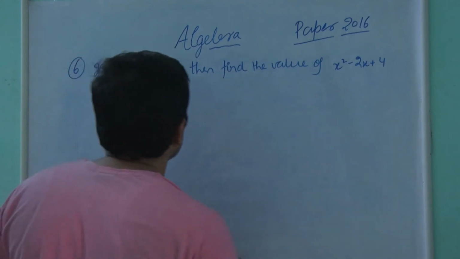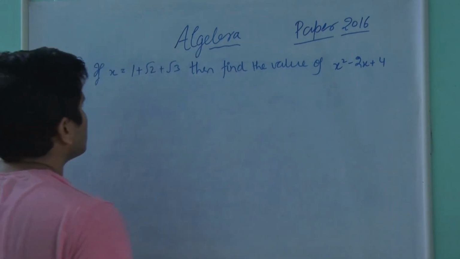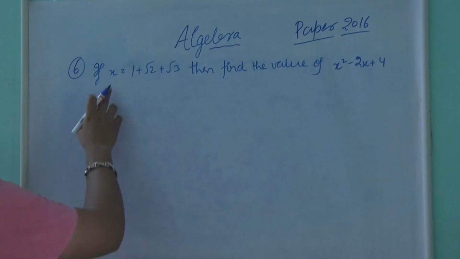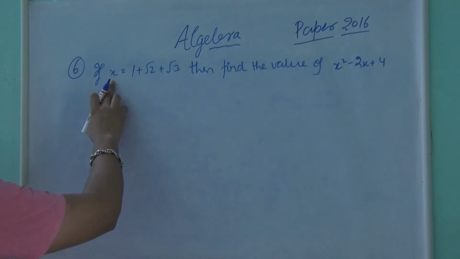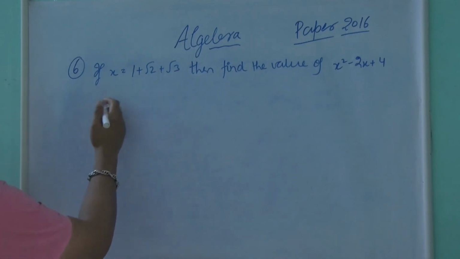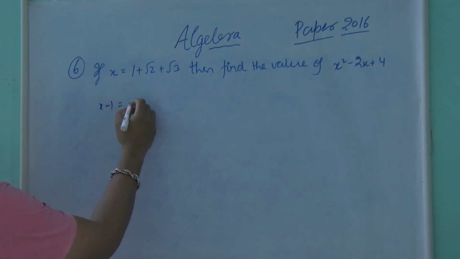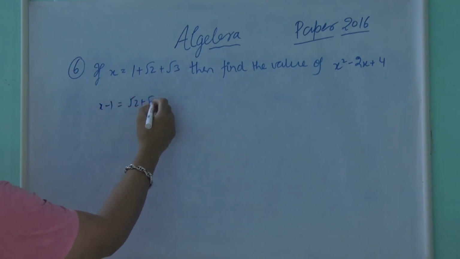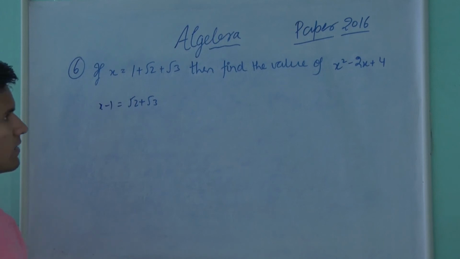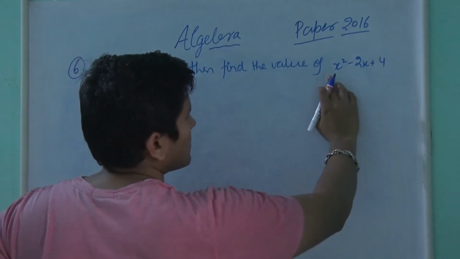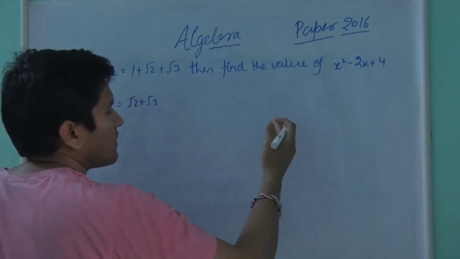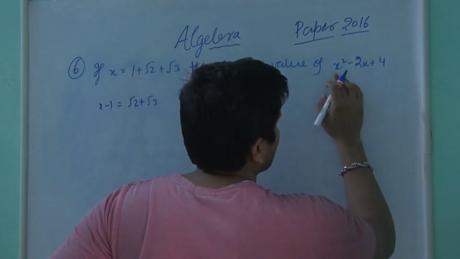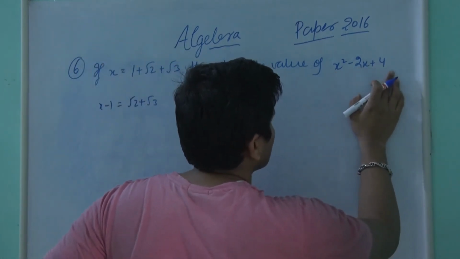So by the short method, what you have to do is, here you can see that we have x and here we have 1. Just take it to LHS. Root 2 plus root 3 we have on the RHS side. Similarly, in the question we have x square minus 2x plus 4.